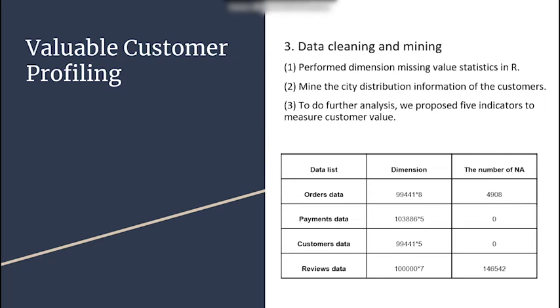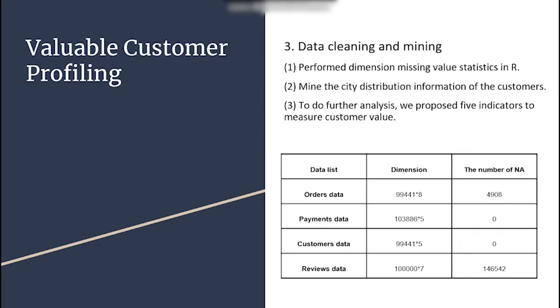In terms of data cleaning and meaning, first, we download the dataset from the official website, and then we read those datasets in R and perform the dimension missing value statistics. After data cleaning, we perform a simple classification and a summary of the city information in the customer dataset to match the city distribution information of the customer in Brazil. From the above data meaning, we can get the Olist customer distribution of the valuable customer. Data meaning is not enough to solve this problem.